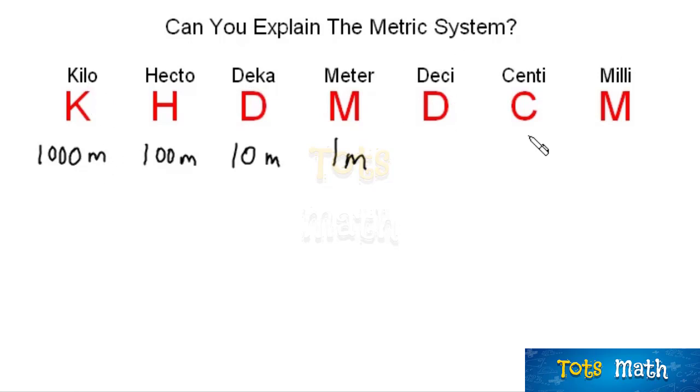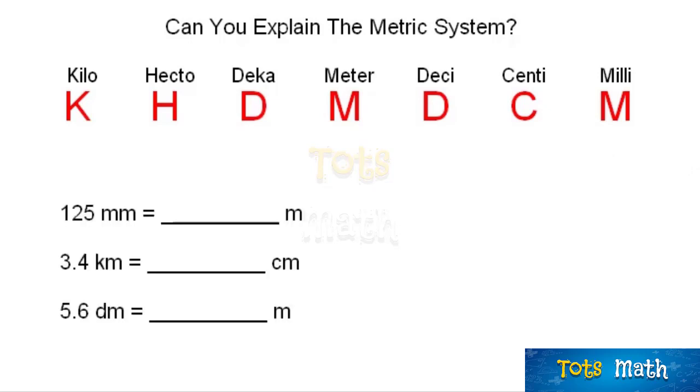Now let's take a look at the smaller units of measure. A decimeter is 1/10 the size of a meter. So a decimeter would be 0.1 meter. A centimeter is 100 times smaller than a meter. So it would equal 0.01 meter. And a millimeter is 1,000 times smaller than a meter, so it would equal 0.001 meter.